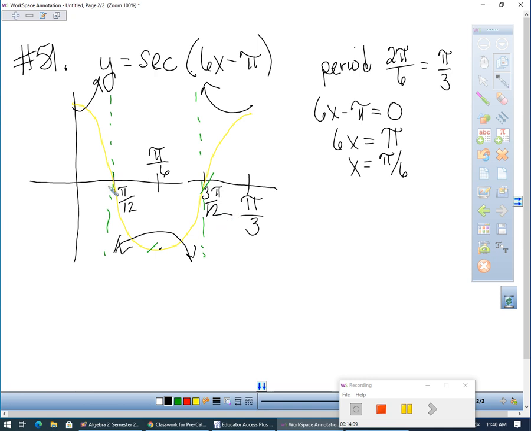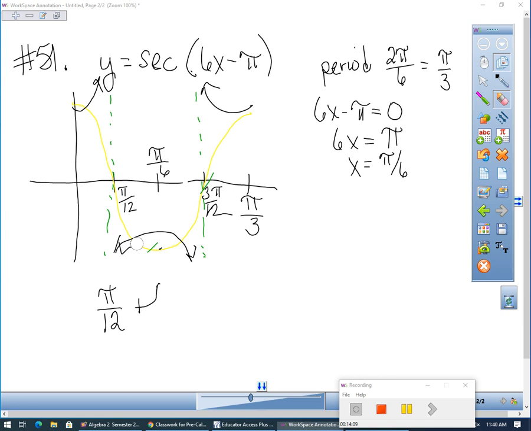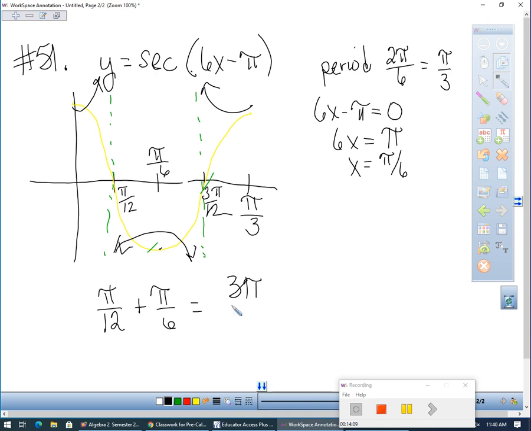Alright, so now, this is our case, and this is saying that it is shifting a pi over 6. So right now, we have an asymptote at pi over 12, and we're going to shift to the right pi over 6. So I'm just going to add those together. So I end up with 3 pi over 12, which reduces, of course, to pi over 4.